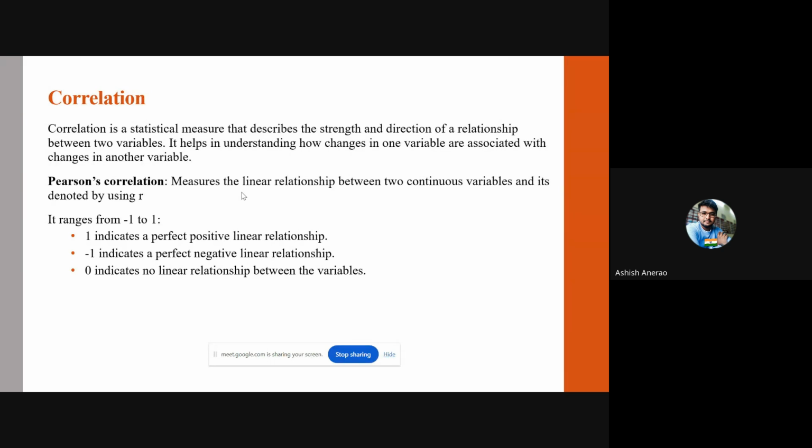Now next, if the value of one variable increases and the value of another variable decreases, then the correlation between them, or r between them, is -1. So that indicates perfect negative correlation.